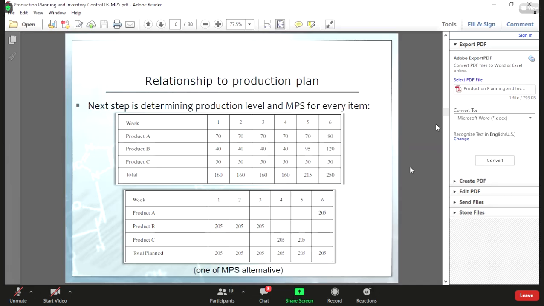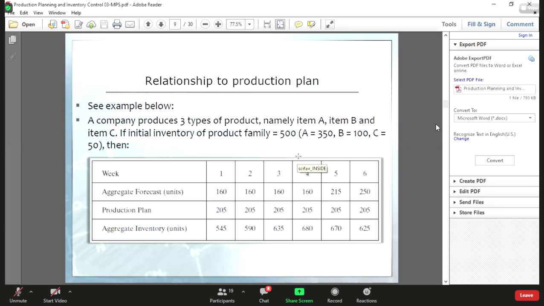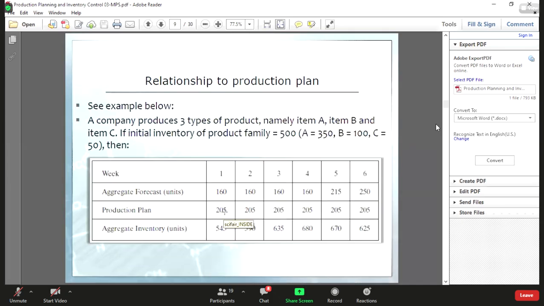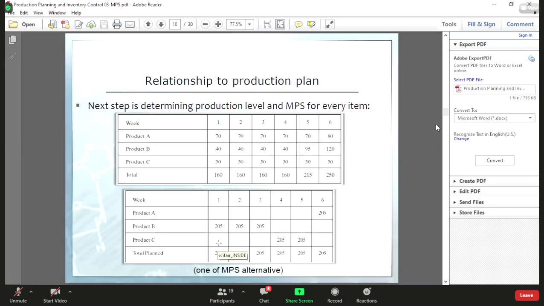MPS is like that, based on your intuition. You have the forecasting result of products A, B, and C, the item products. You already know the production plan for the aggregate, the family products. You already know the inventory of every item product. After that, the task is how to distribute this production plan to become products A, B, and C. And you already know the parameters: you must fulfill the requirements of products A, B, and C.